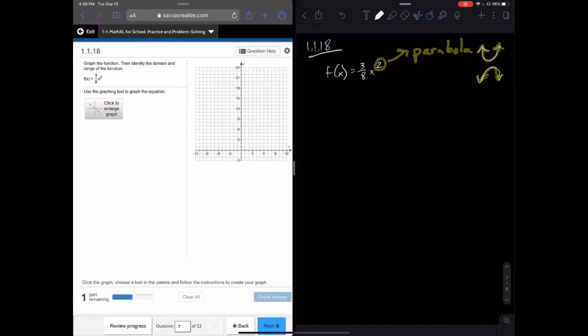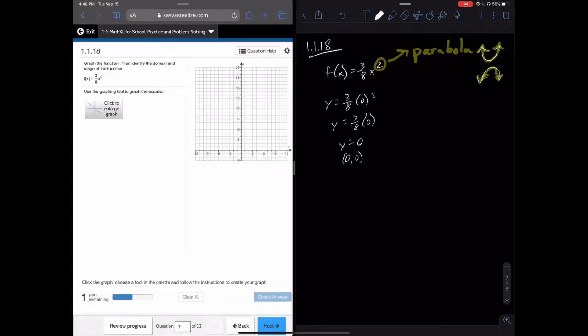To find some points, I need to plug in some x values. You can choose what you want. I'm going to start with 0. If y equals 3/8 x squared and I plug 0 in as my x, y would be 3/8 times 0, which is just y equals 0. So I know the point (0, 0) is one of my points on the graph.